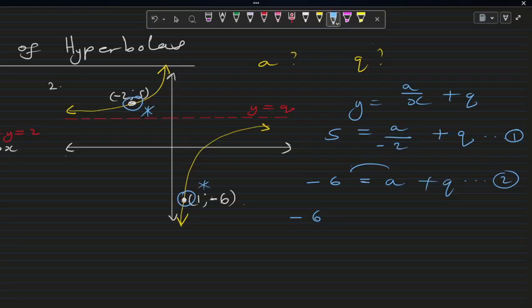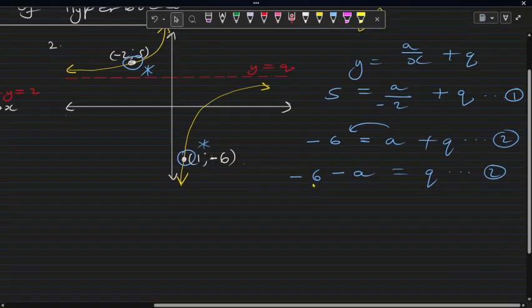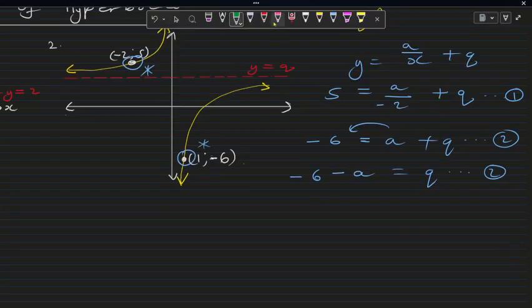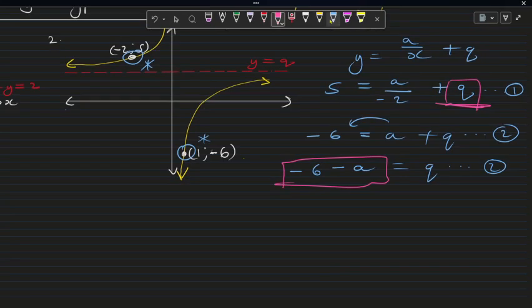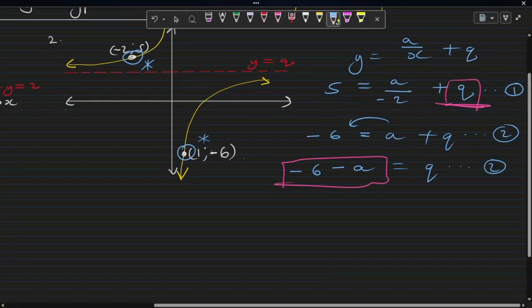So it will be -6. If a goes this side, it will become minus a. Okay. And then this is equal to positive q. So this is the new version of equation 2. Now, what I will do is I will take this expression, the expression for q, and substitute it in equation 1. Okay, so that is what we do.